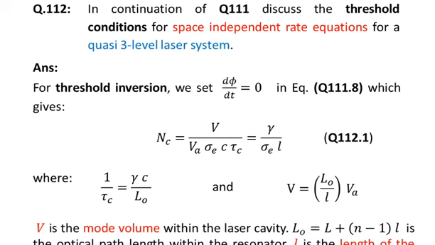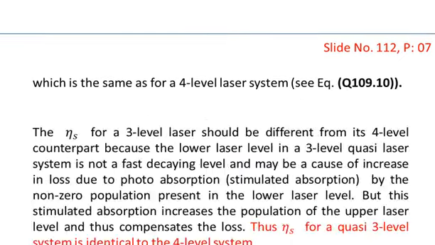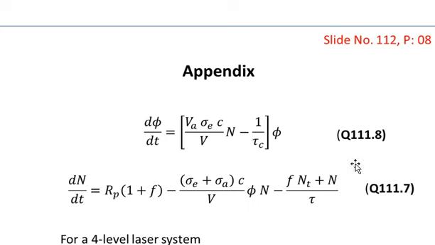So let me show you the equation from the previous slide, that is equation number 111.8. This is shown in the appendix. d phi over dt is equal to VA into sigma E into C over capital V multiplied by N minus 1 over tau C. This is contained in the square bracket, and outside that we have phi. So you need to set d phi over dt equal to 0 in order to find n.